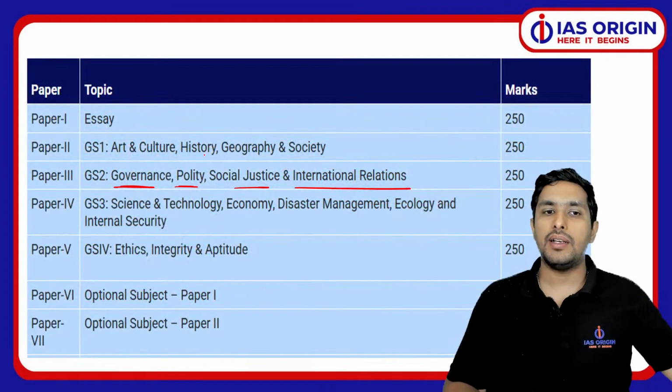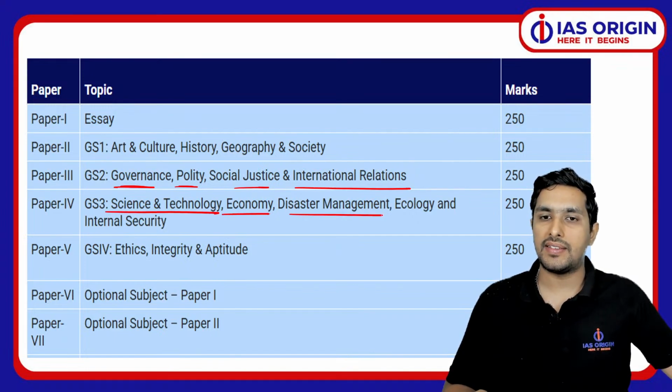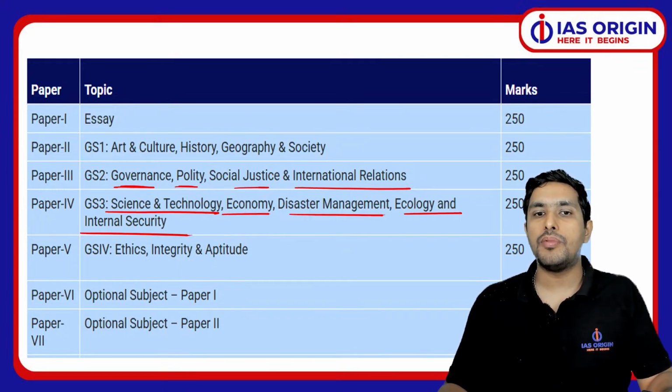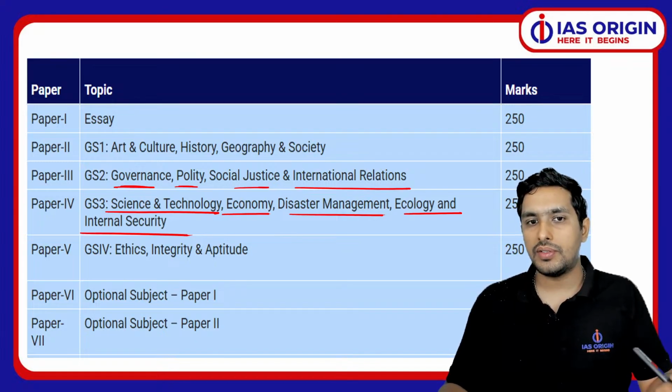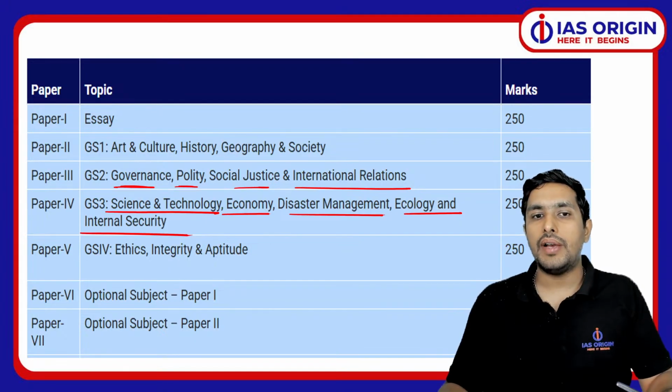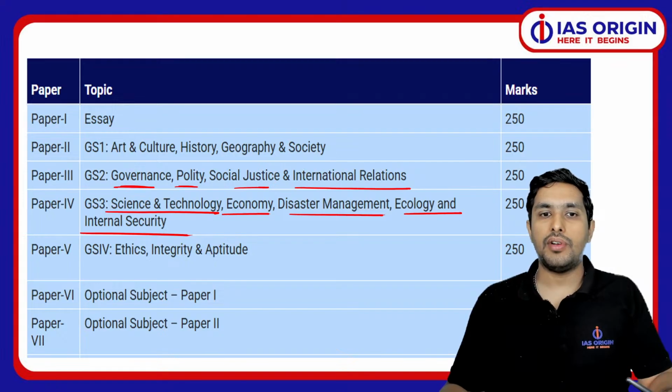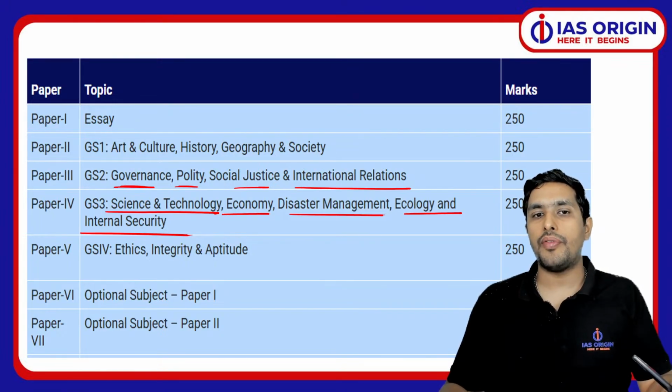If you see the pattern of the mains, in GS paper 3 we have the component of science and technology, the economy portion, disaster management, environment and ecology, and internal security. We have all these 5 components in this very paper. This is clear to you now. Since we have these 5 components, it's certainly important for us to have a good level of clarity on all of them. Getting it? A basic level of understanding is needed. And trust me, if you have a decent level of clarity, you will have a good grip over this examination. There is no doubt about it.